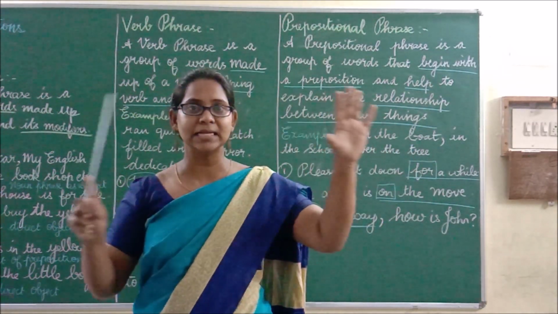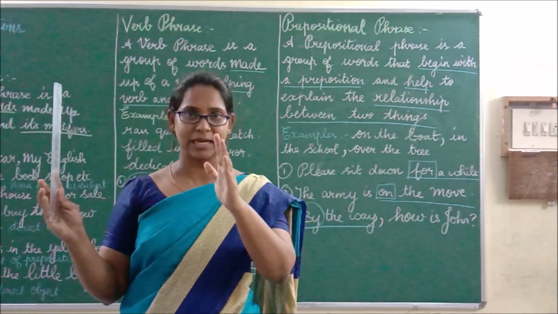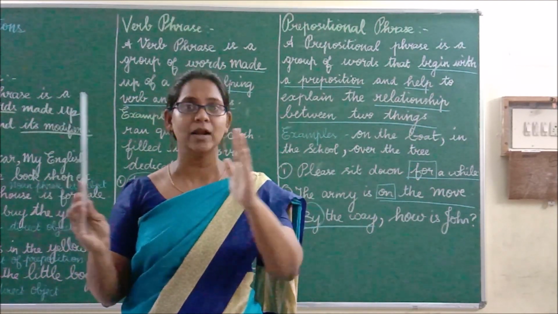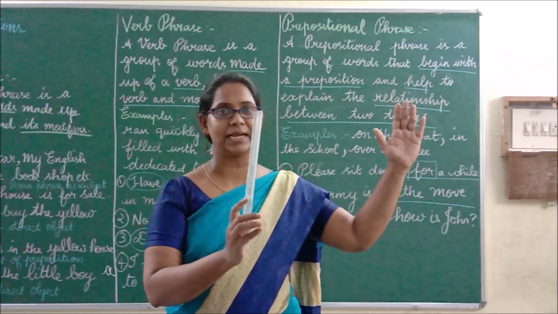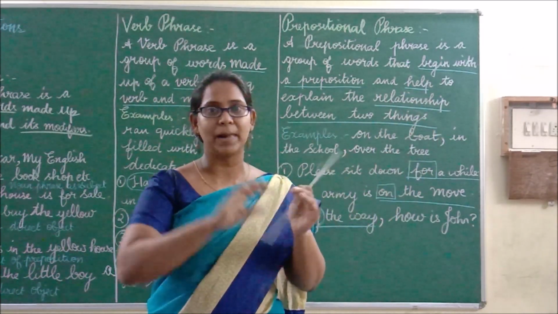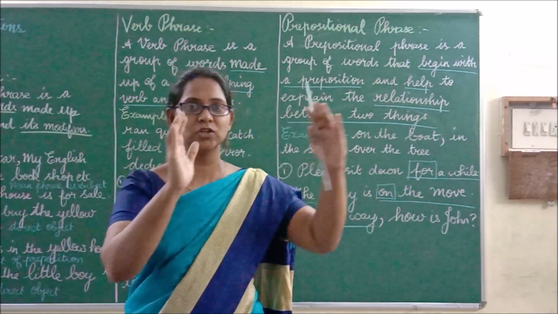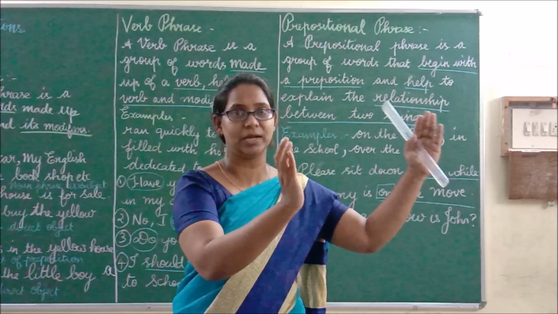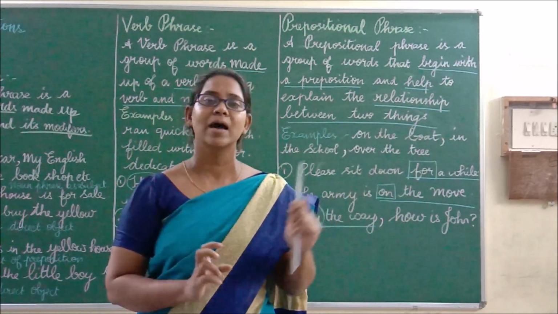If you see the sentence, apart from the subject, whatever is given in the sentence is called the predicate. Apart from the subject, the rest of the things given in the sentence are the predicate.